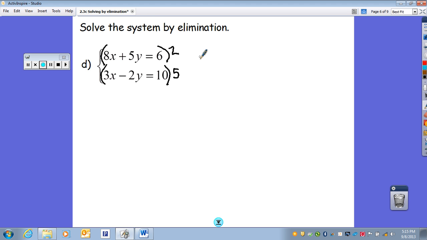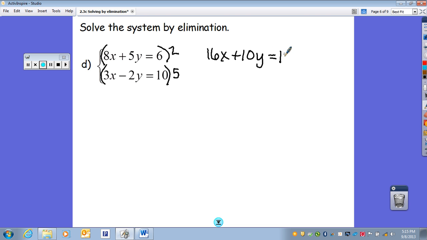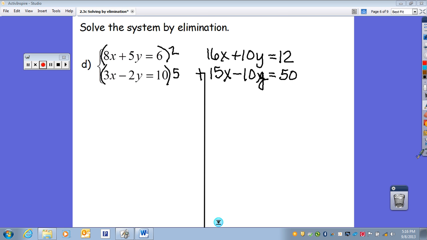Make sure you're multiplying the entire equation. So when I distribute the 2, I get 16x plus 10y equals 12. And when I distribute the 5, I have 15x minus 10y equals 50. Now my y's are opposites of one another, and I can add the two equations together.